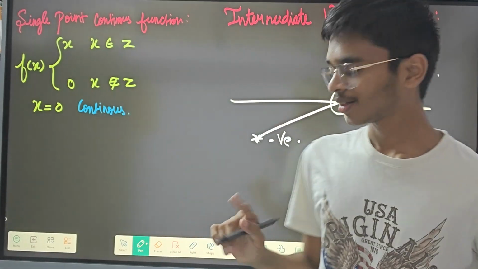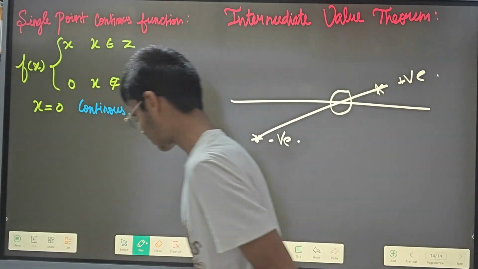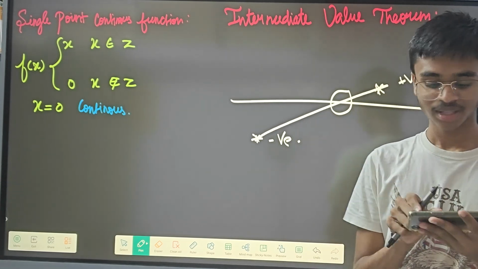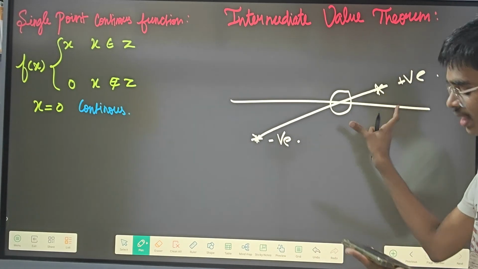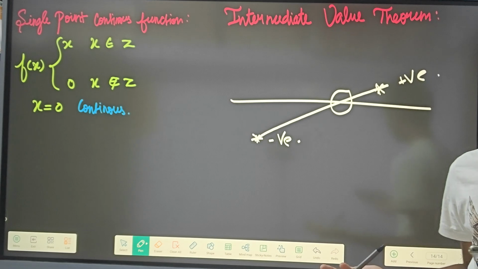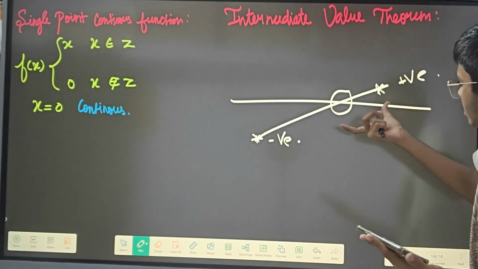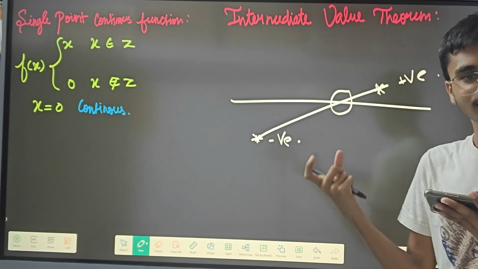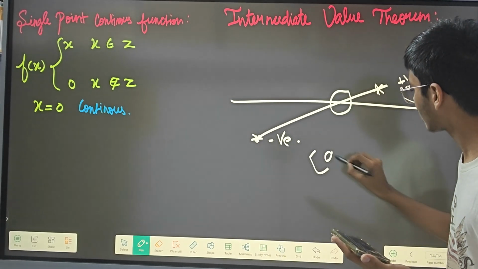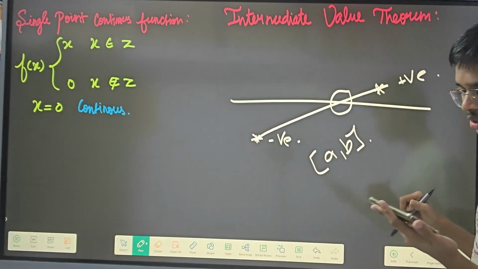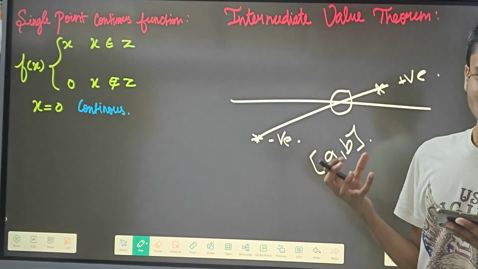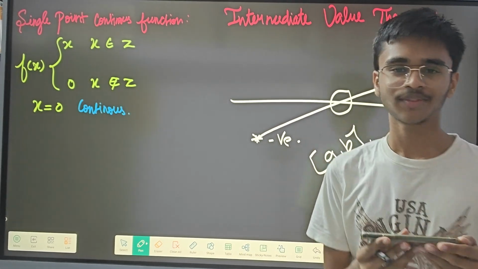I know my English is not that good in explaining this one. So a function f is continuous. Note, a continuous function. There is a continuous function, and that function's graph is this one. It possesses continuity on the interval a comma b. Then f of a and f of b should possess... wait.